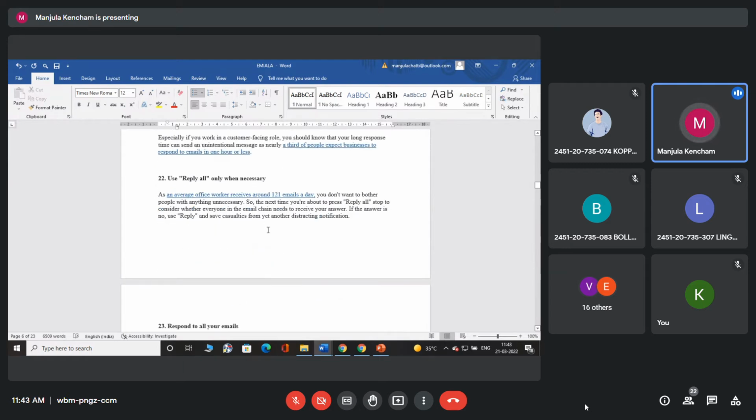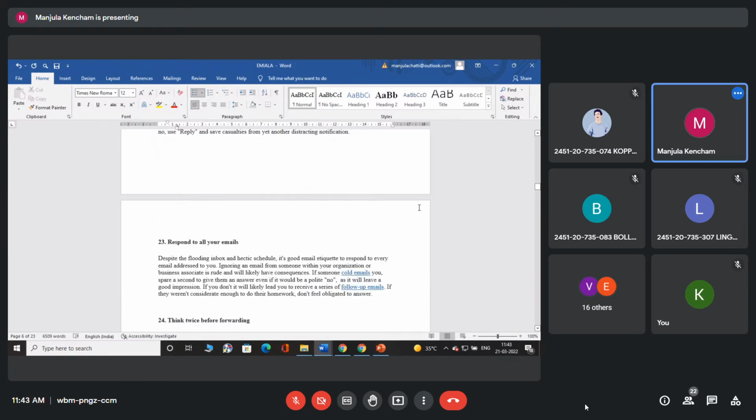Use reply all only very sparingly when there is a demand. Otherwise, everyone doesn't have to read what you send as a response to one of a mail, especially when you are logged into a group email, right?